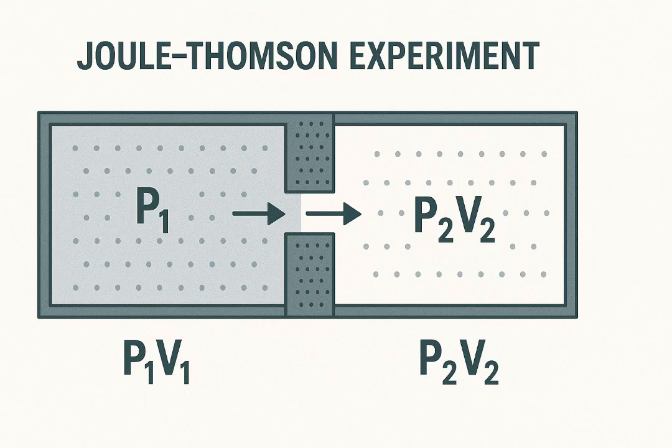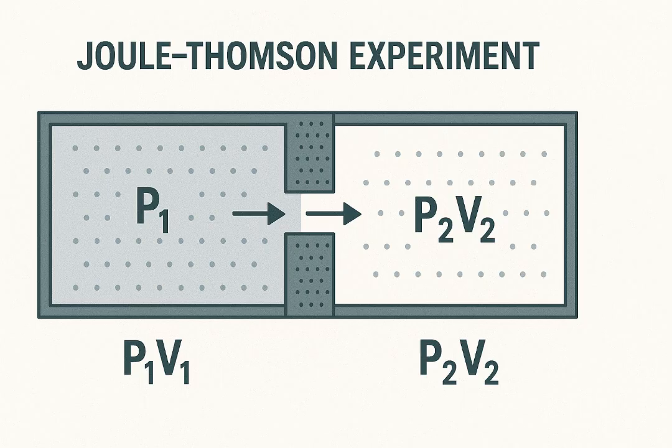8.1 Experimental setup. A gas is forced through a porous plug or narrow valve from a high-pressure chamber, P1, to a low-pressure chamber, P2. Both chambers are thermally insulated, so the process is adiabatic, no heat exchange. Temperature is measured before and after expansion. 8.2 Key observation. For real gases, the temperature often drops during expansion. This temperature change is due to intermolecular forces, a behavior not seen in ideal gases.